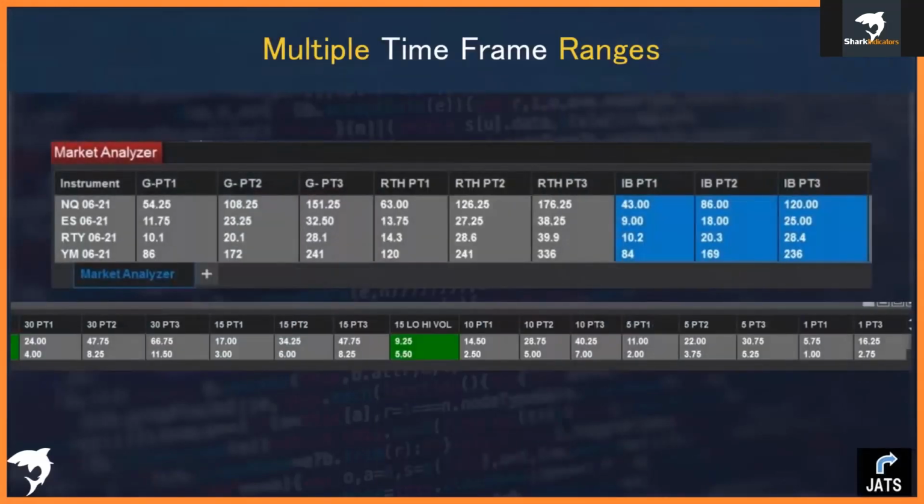So here we go with the nexus for what I'm doing. I'm pulling in these quantitative and algorithmic levels into the market analyzer from the PT indicator. And so I can figure out really soon how far I'm going to go inside these ranges. The 1 hour initial balance, for instance, I can tell that it's going to be on average 120 points in the NQ, 25 for the ES, 28 for the Russell, and 236 for the YM.